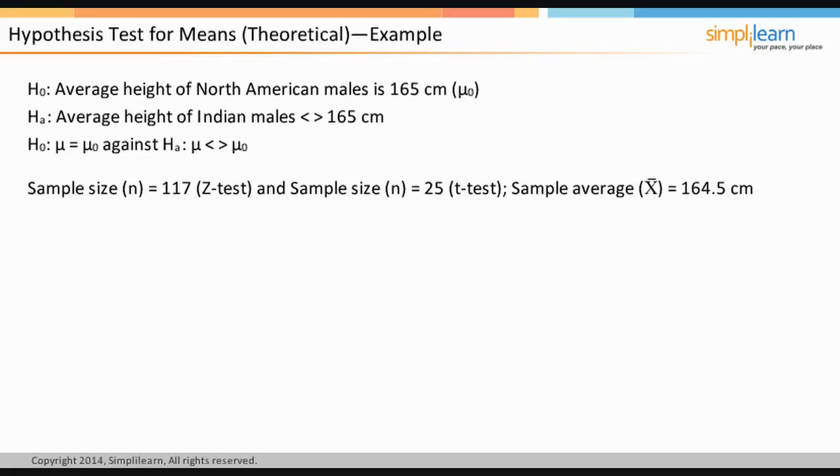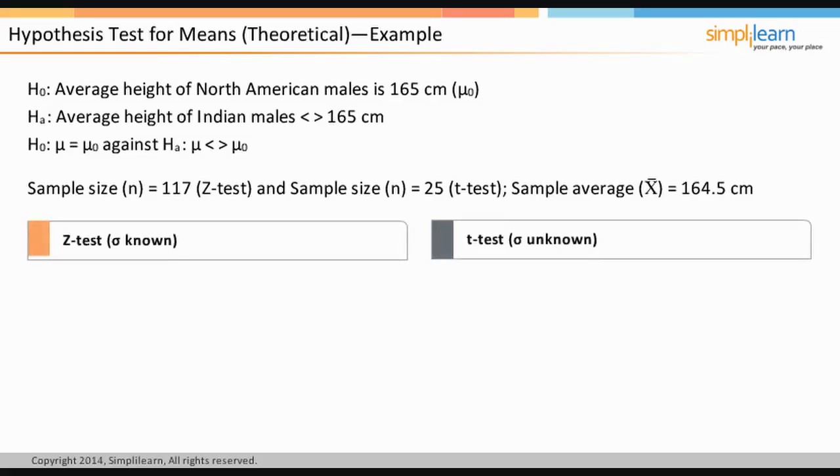Consider the sample size n as 117 for z-test and sample size n as 25 for t-test. Sample average, or x-bar, is 164.5 centimeters. Using the data given, let us calculate the z-calc value and t-calc value. The population height is 165 centimeters with a standard deviation of 5.2 centimeters, and the average height of the sample group is 164.5 centimeters. The test for significant difference should be conducted.